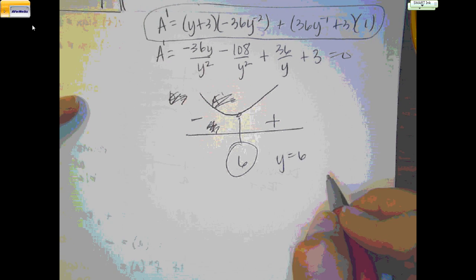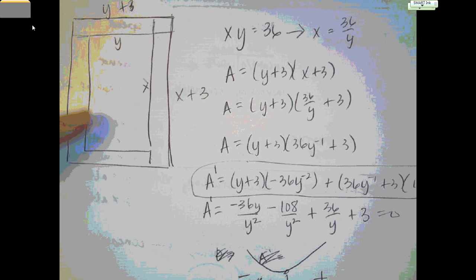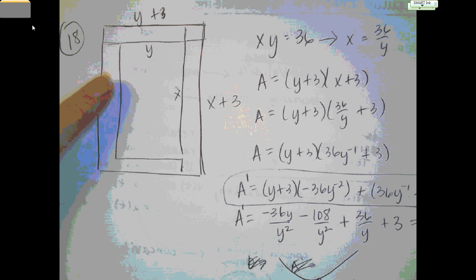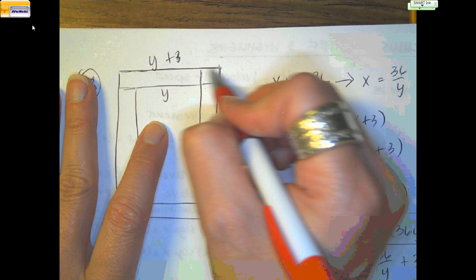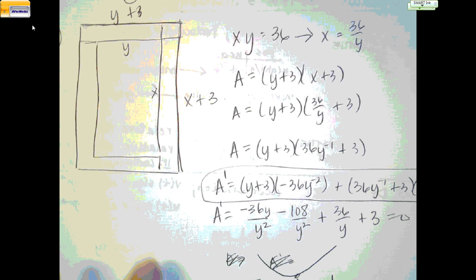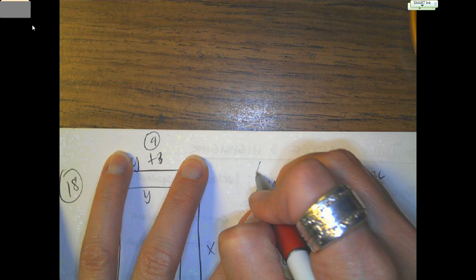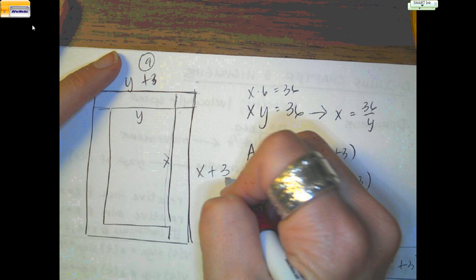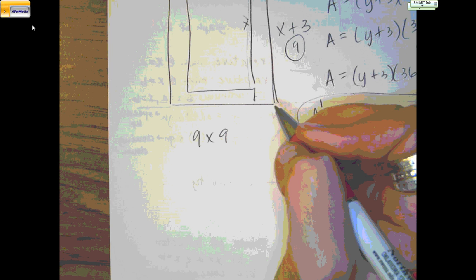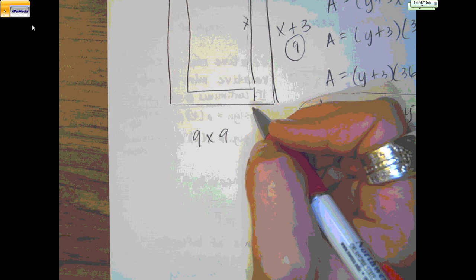We said y. So if y is 6, then the total length of the page is a 9. And if y is 6, then you can tell by looking at this that x is also 6. So we have 6 plus 3 is also 9. So what's going to be best is to do a 9 by 9 page. Does it tell you inches or anything? Yep, it does say inches. So 9 inches by 9 inches are your dimensions.